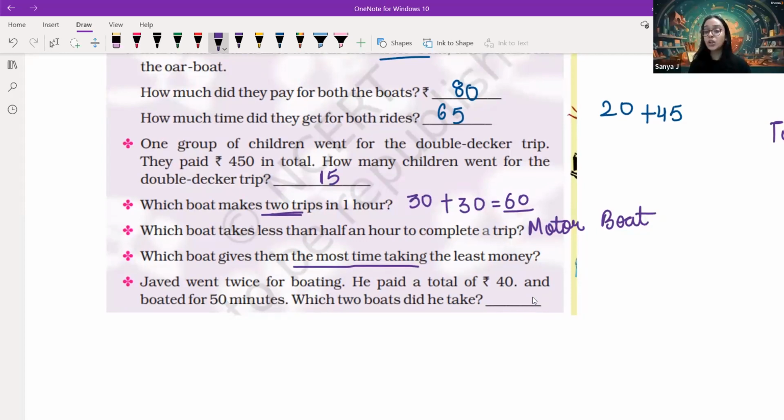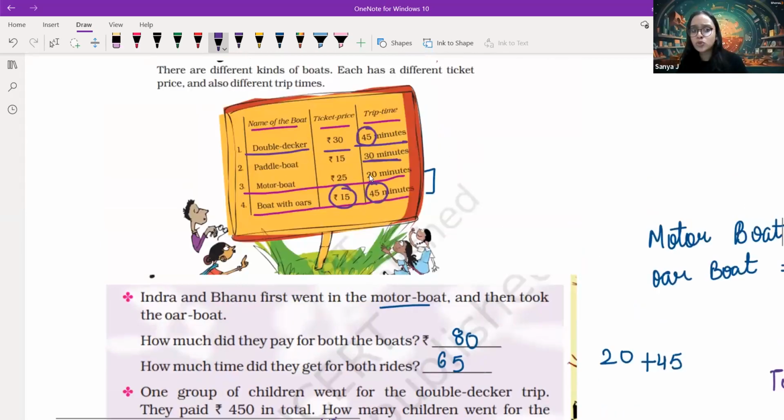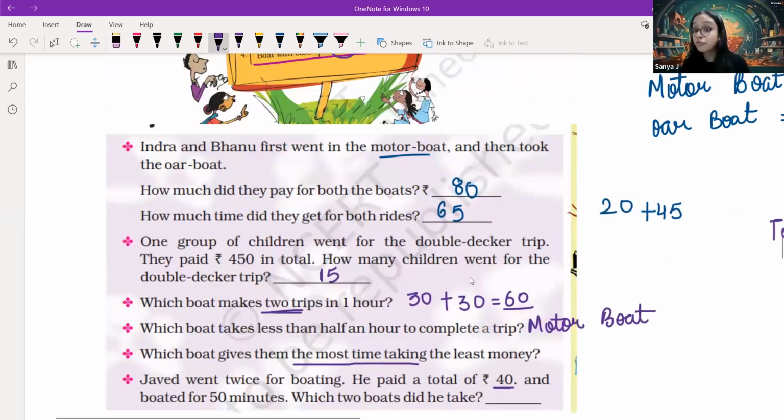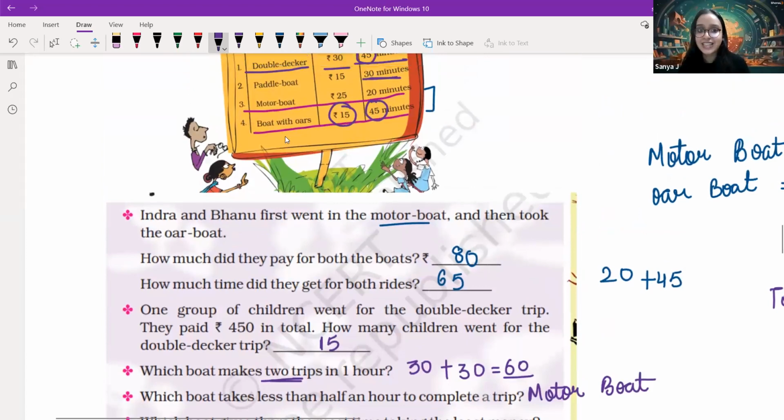Javed went twice for boating. He paid a total of rupees 40 and boated for 50 minutes. Which two boats did he take? Okay. Now Javed has gone two times. The total price paid is 40. Now we have to choose such a combination. When we add two prices, we get 40 as the answer.